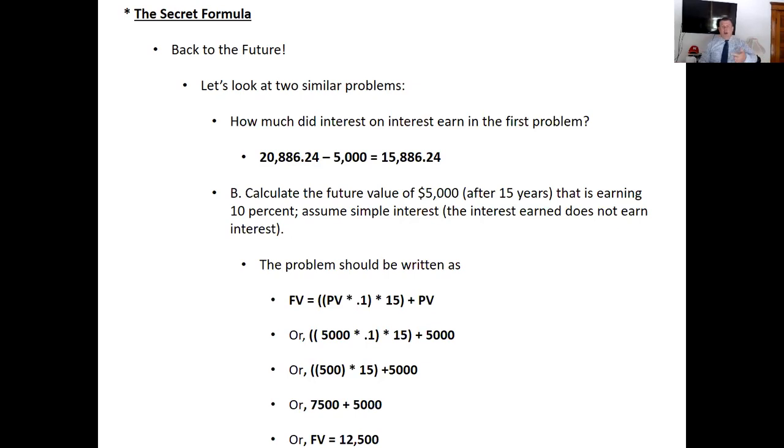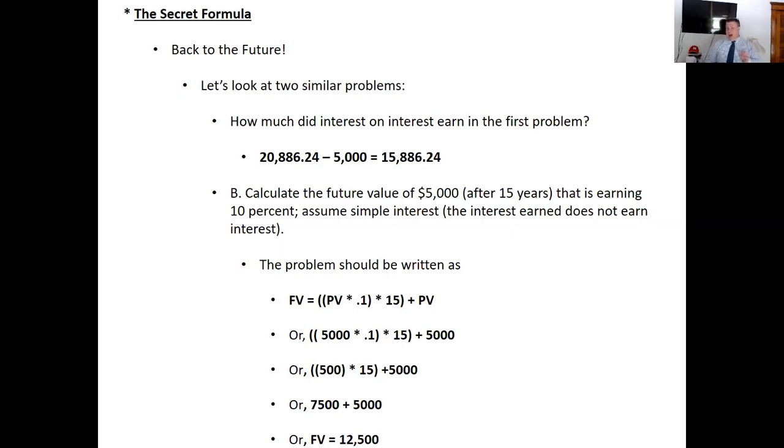And you can see this also in problem B here. Calculate the future value of $5,000 after 15 years that is earning 10%, assuming simple interest. In other words, the interest earned does not earn interest. The problem should be written as such. Future value equals present value times 0.1 times 15 plus the present value. Or 5,000 times 0.1 times 15 plus 5,000. Or, continuing to simplify, 500 times 15 plus 5,000, or 7,500 plus 5,000, or the future value here is $12,500.